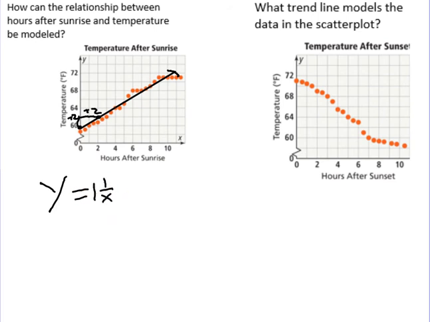Ooh, that is not what I just said. I don't know how I wrote that down and said something totally different. 1 over 1x, and I start at 60 degrees. That means at sunrise, we're at 60 degrees, and then it goes up 1 degree every hour. And that's not guaranteed, but that's about the average of the data based on that trend.